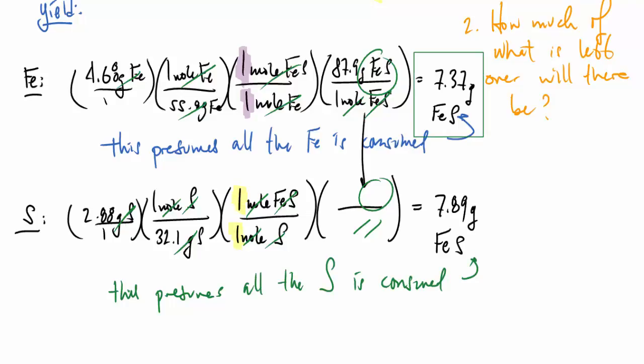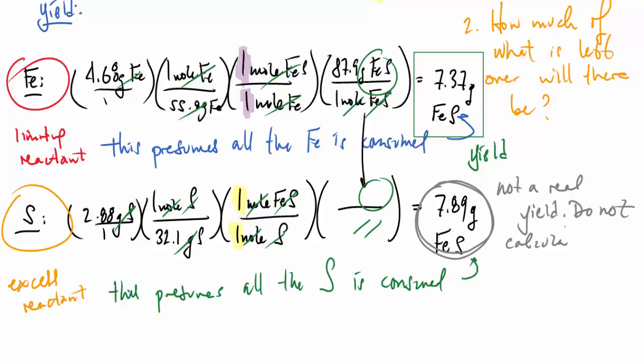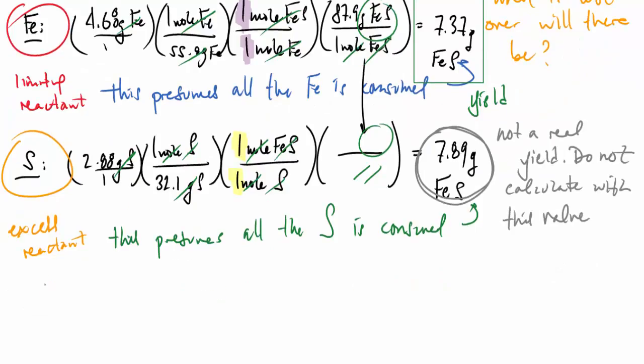Okay. There's a couple of conclusions here. First of all, the smaller yield is the actual yield, which makes the iron our limiting reactant, which also tells us the sulfur is the excess reactant. Now, what about the 7.89 grams over here of iron sulfide? This is not a real yield. Do not calculate with this value. This didn't actually happen, so we can't do any calculations based on something that's not actually real.